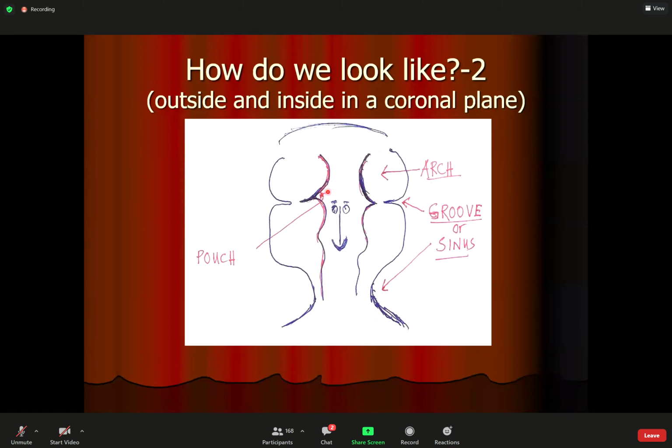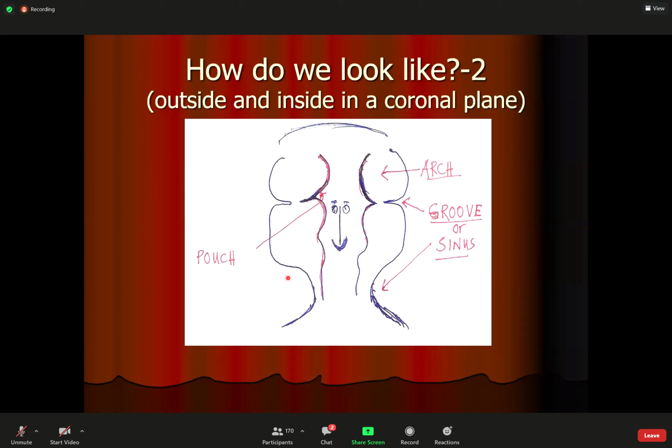If you have an auditory tube that is inside, a tube like that, that will be a pouch. A pouch here will be the tonsil maybe. That's in the pouch. Inside is called pouch. Outside is a groove or sinuses. So our neck is a sinus.